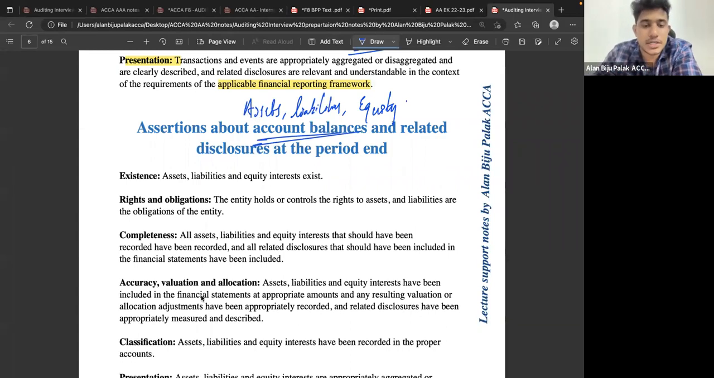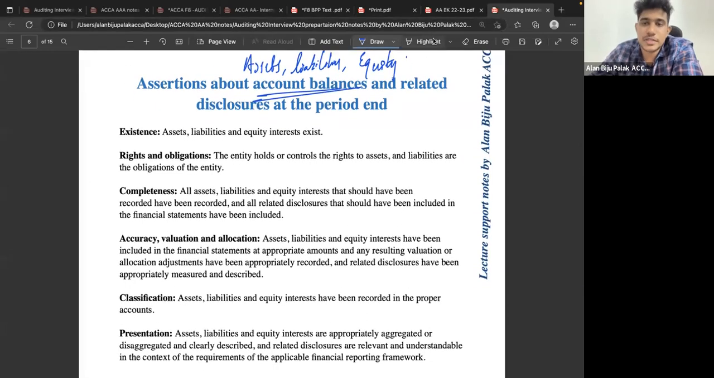So what all were the assertions for the account balances? What will the management be claiming regarding account balances? First of all, they will claim that all the assets, liability, and equity recorded in the books are actually existing in the company. Then they will claim that the company has rights over all the assets and obligations over all the liabilities. They will claim that all the assets, liabilities, and equity are completely recorded and all the disclosures are appropriately provided. Then they will claim that all the transactions are being valued using appropriate accounting standards and are being accurately recorded and correctly included in the accounts.